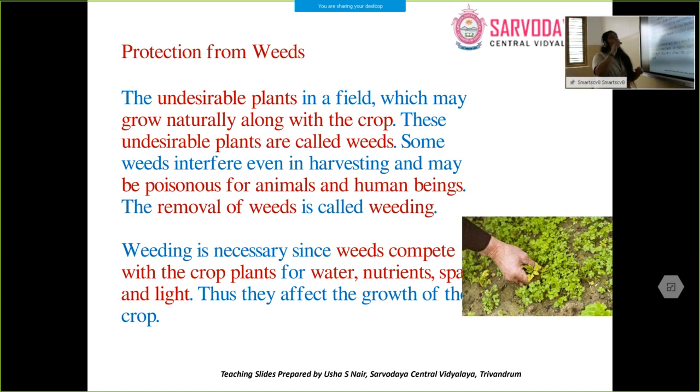So now let's go to protection from weeds. That's a heading as such. We have to protect our healthy crops now from these undesirable plants. You can see here, again, define weeds. What are weeds? When I stress such questions, you can note them down, because these are very common and very important questions. They can be asked for 1 mark or 2 marks, depending on the question.